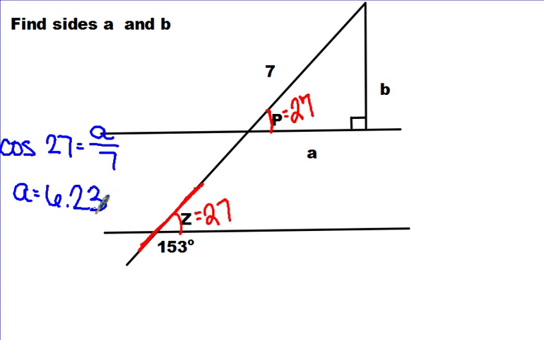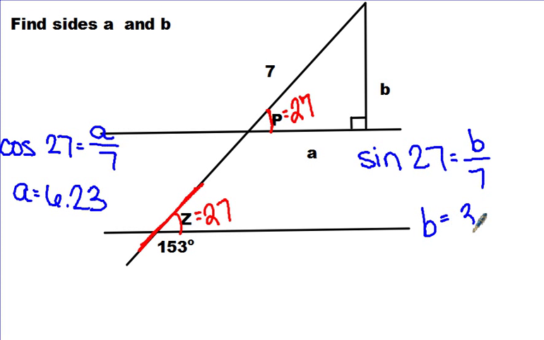All right, now we need to find side B. So in relation to my 27-degree angle, side B is opposite. Opposite and hypotenuse uses the sine function. So sine of 27, since we're basing it off of that 27-degree angle, is the opposite, which is B, over the hypotenuse, which is 7. So we do 7 times the sine of 27, which means that B is 3.15. And that gives us both sides A and B.